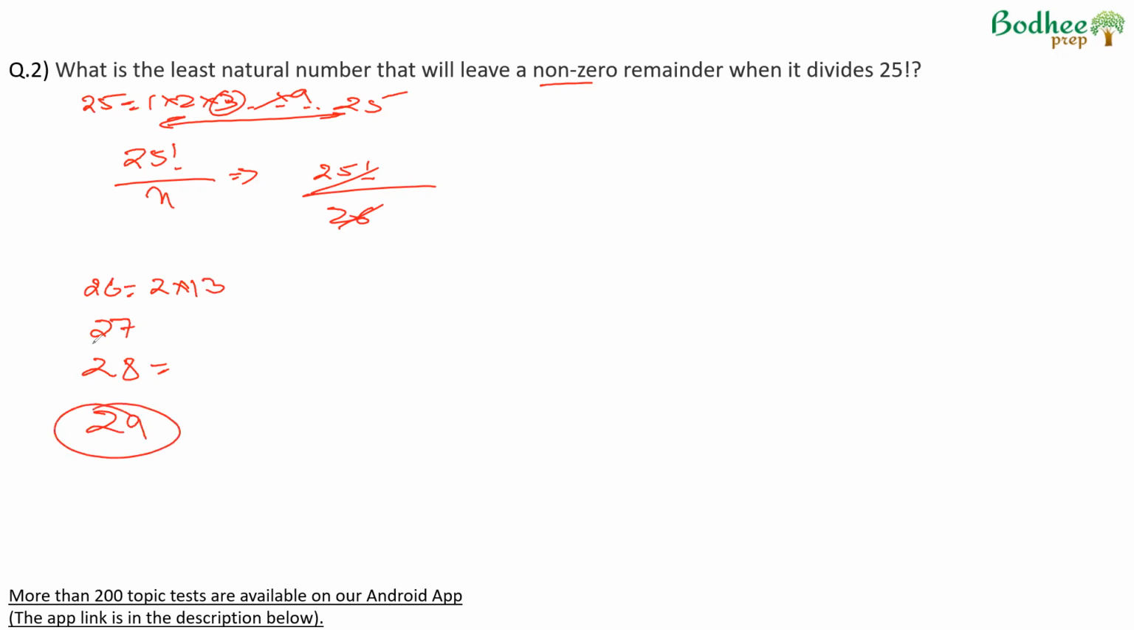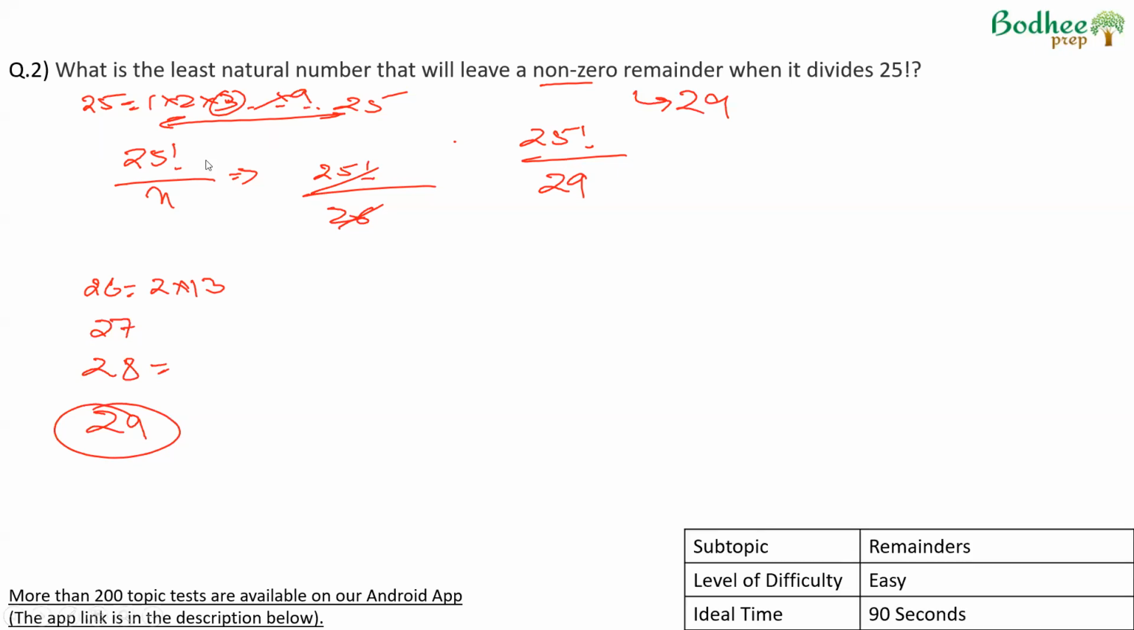29. 29 is the first prime number after 25. If we divide 25 factorial by 29, there is no number in the range 1 to 25 that divides 29, and therefore this division will not happen. Hence, the required answer will be 29, the least natural number which will not divide 25 factorial. Again, it's a basic concept, and the answer is not very complicated. Just looking at 2 or 3 steps, and therefore I'm saying 1.5 minutes. Overall level of difficulty easy.